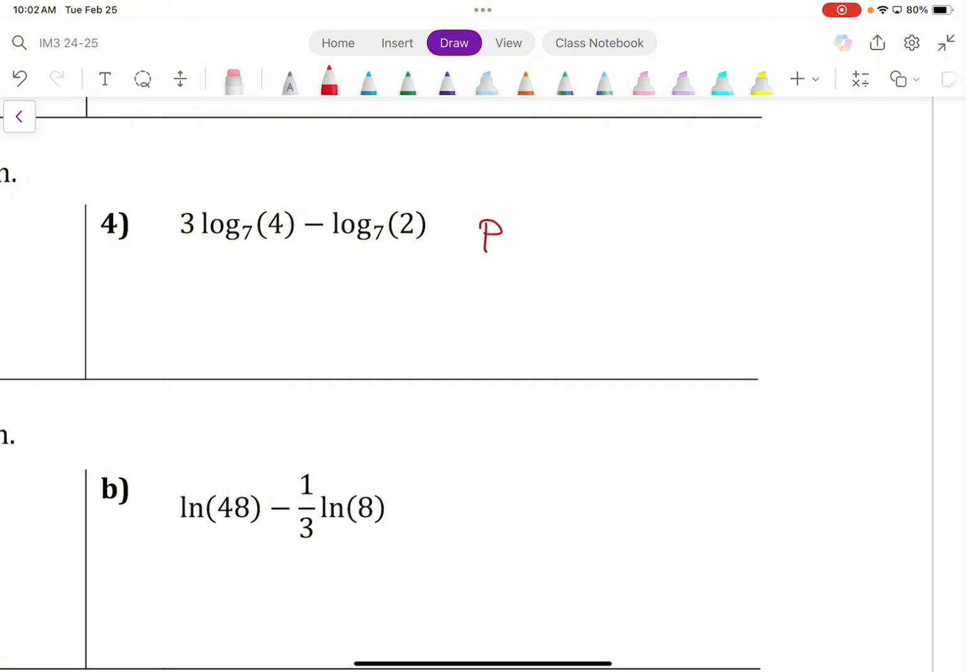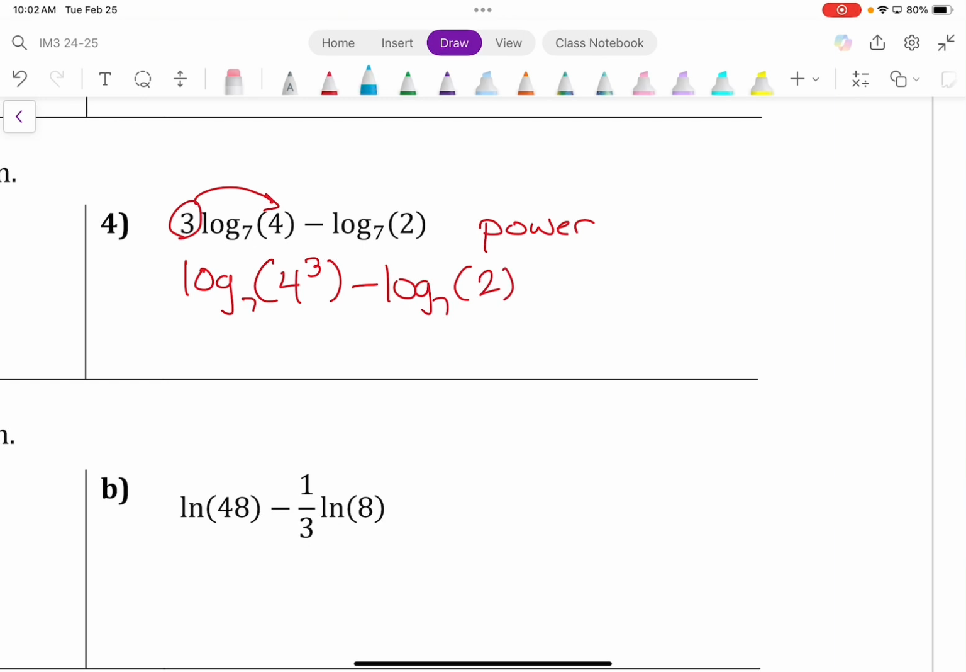The power rule. So power, that means we're going to take that 3 and throw it back into the mix. Log base 7 of 4 to the third minus log base 7 of 2. Now I can use the quotient rule.